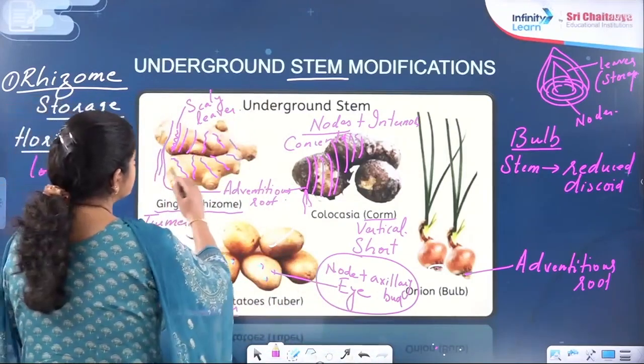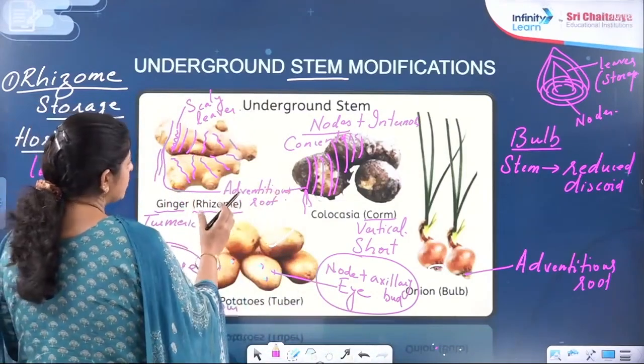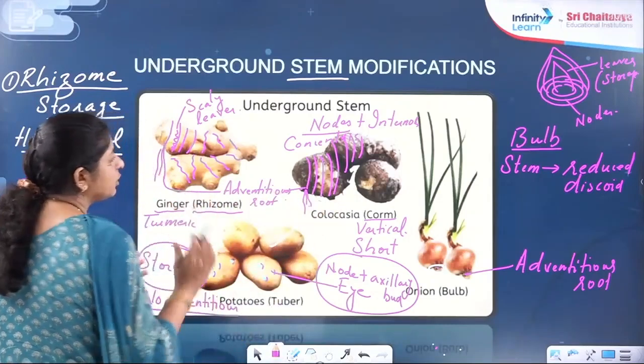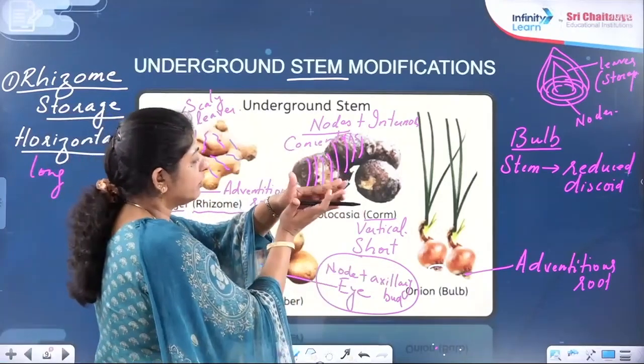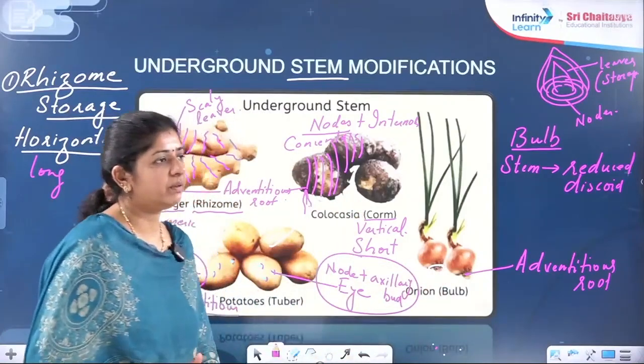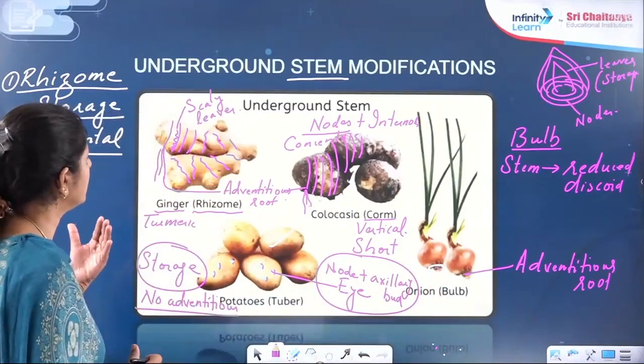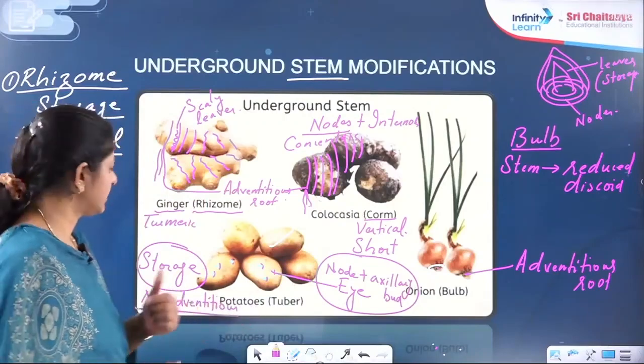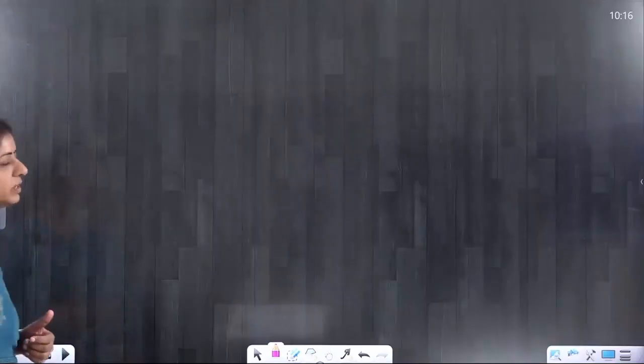Whereas you are having the proper stem-like structure in the case of rhizome, corms and the tubers. But here it is going to be reduced and become like a disc in case of the bulb, right? So this is the underground stem modifications that you should know in case of the stem.